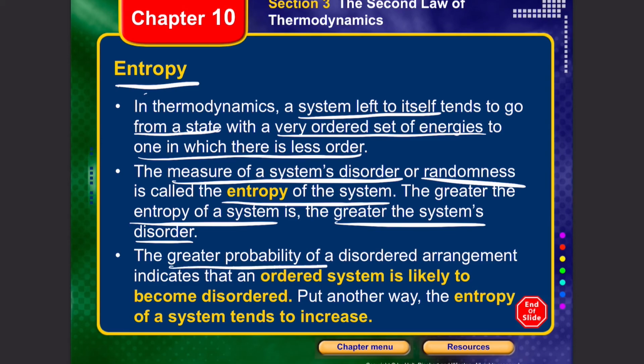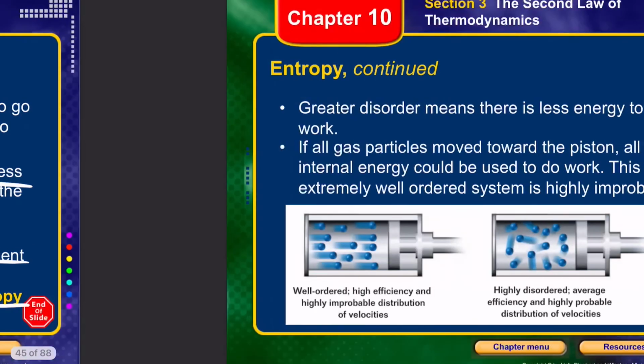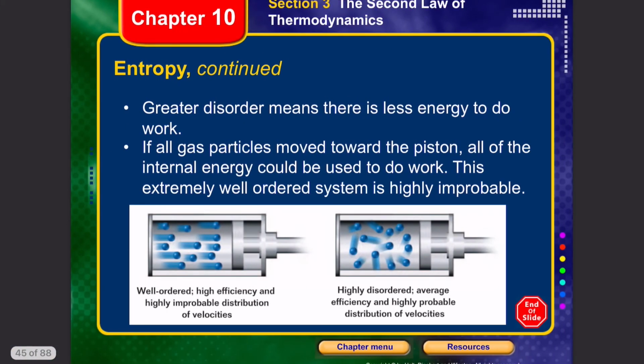Which means that the greater the probability of a disordered arrangement, the more likely an ordered system is to become disordered. Putting it simply, the entropy of a system always tends to increase and it will never decrease. So the tendency of a system is always to increase its entropy.